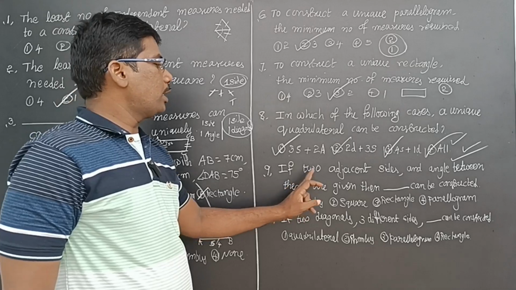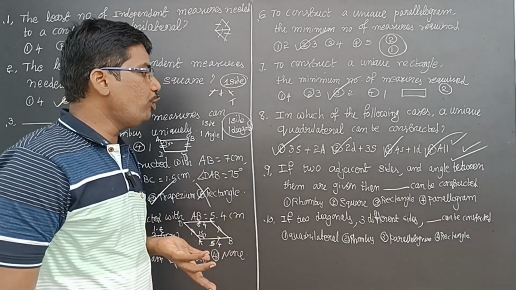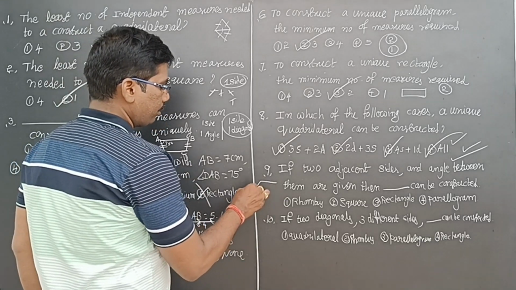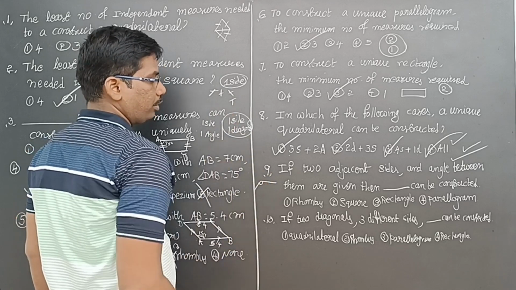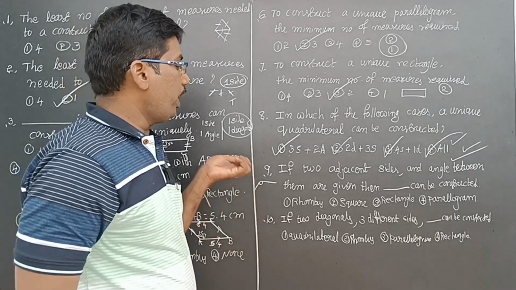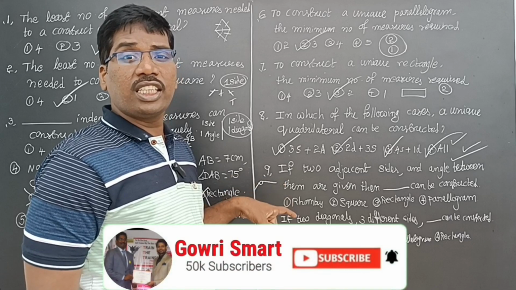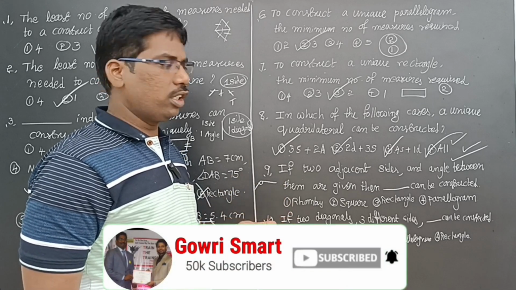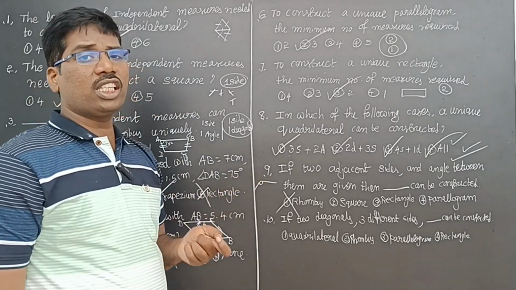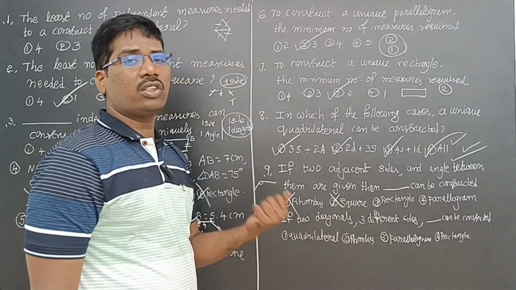Next, if 2 adjacent sides and 1 angle between them are given, which of the following can be constructed? See here, 2 adjacent sides and an included angle are given. Can we construct a rhombus? They have given 2 adjacent sides, which means those are not equal, but in a rhombus all are equal. So rhombus is wrong. It will not be a square also, because all sides are equal.